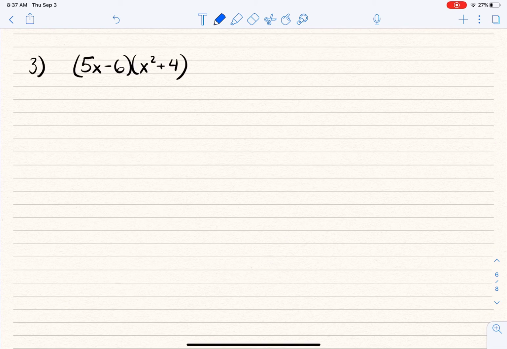This one you're going to FOIL as well. It's just not going to work out as clean because we have this exponent right here. So you're not going to get the 4 terms that combine down to the 3 terms. You're going to end up with 4 terms. But we still just FOIL it, okay? First, outer, inner, last. So the first, 5x times x squared is 5x to the 3rd power.